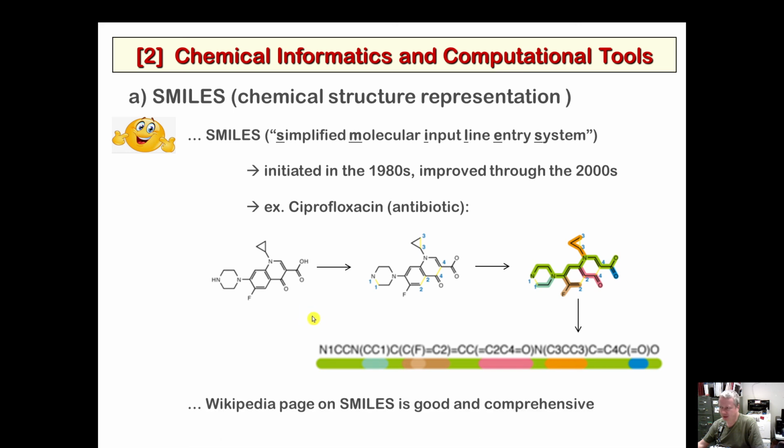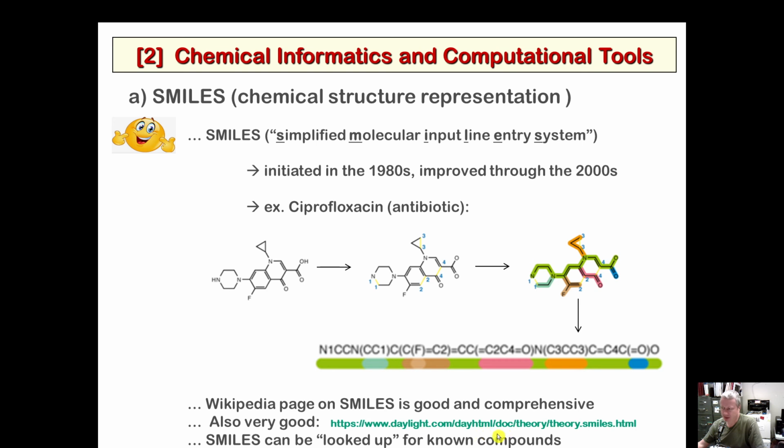The Wikipedia page on SMILES is pretty good and comprehensive if you want to learn a little bit more about it. Historically, I think it's actually an interesting thing in chemistry. It's really revolutionized chemical informatics. This website on daylight.com is good. This company has done a lot in terms of chemical informatics and defining the language. There's actually a language that SMILES encodes, and this company's been involved in all of that. It can also be looked up for known compounds.